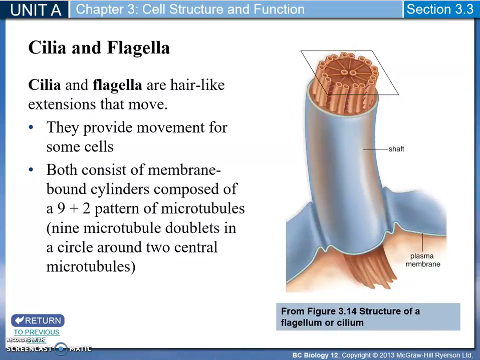Cilia and flagella are hair-like extensions that move. And so they're extensions from the cell. They provide movement for some cells, and they both consist of membrane-bound cylinders composed of a 9+2 pattern of microtubules. So 9 microtubule doublets in a circle around 2 central microtubules.